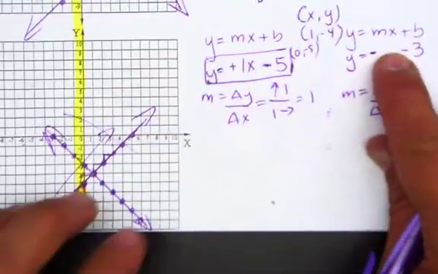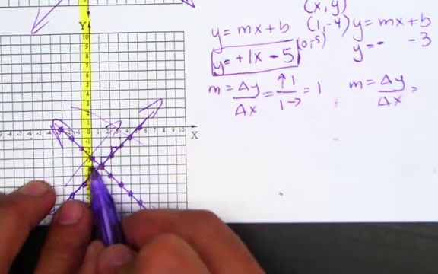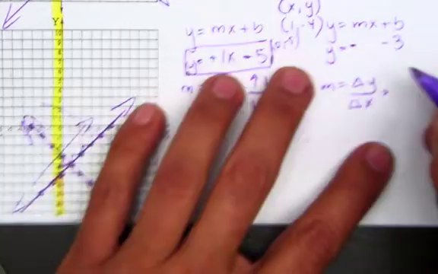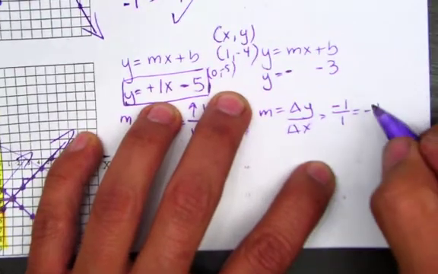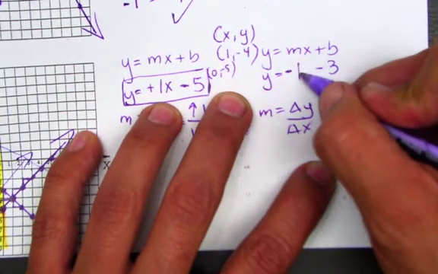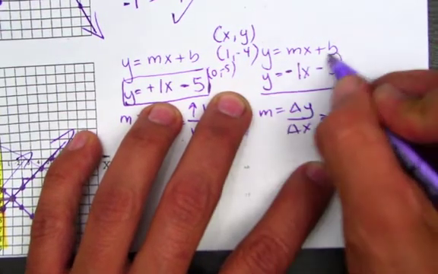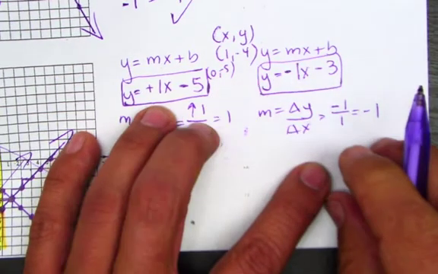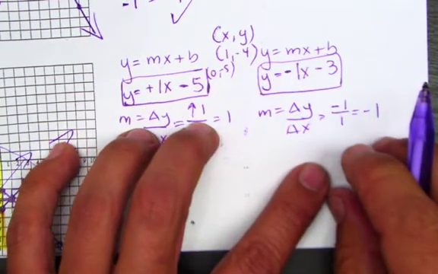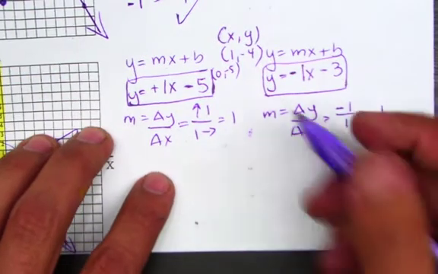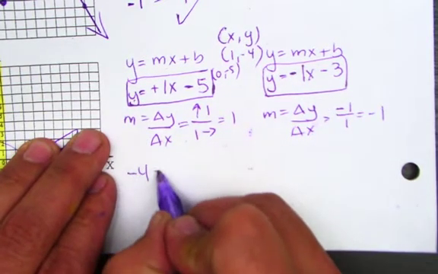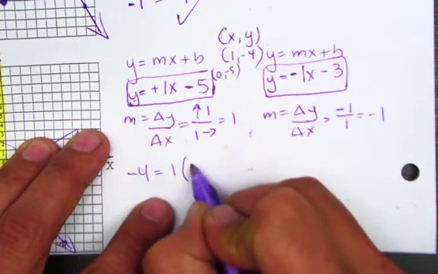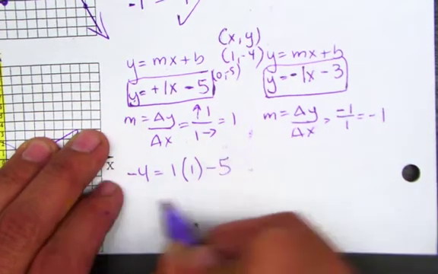So how do we check it? You plug it in. So y is negative 4 equals 1 times 1 minus 5. Negative 4 equals 1 minus 5. And what's 1 take away 5? Please don't say 4. What is it, everybody? 1 take away 5? Negative 4.